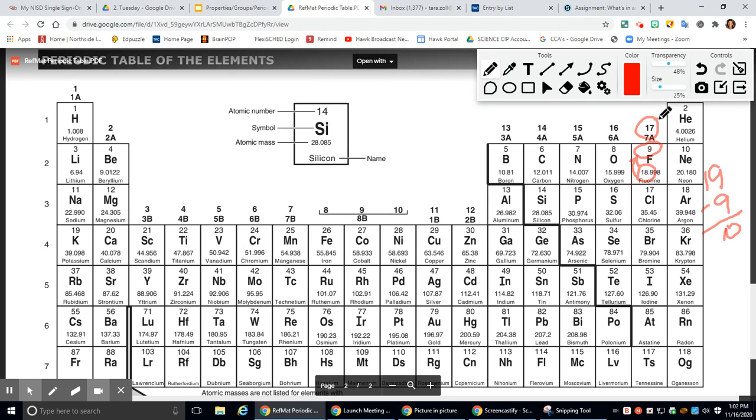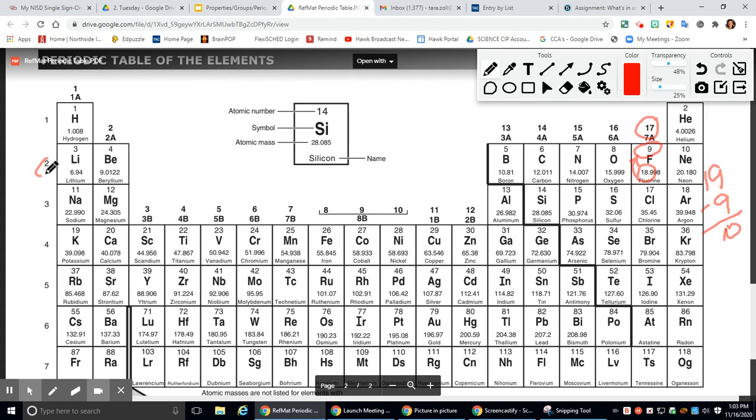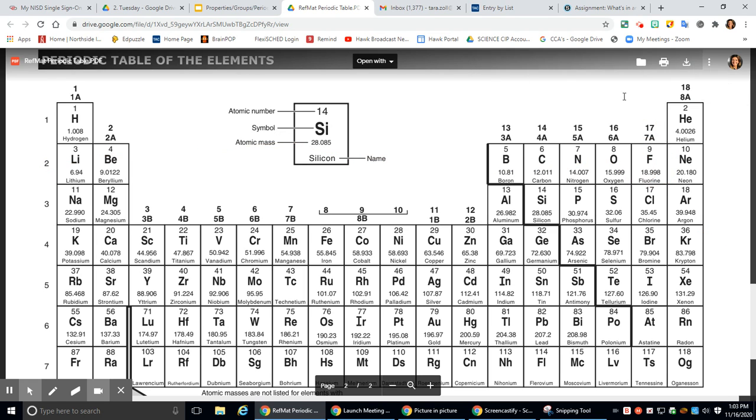So here, my group number is 17, so it means I have 7 valence electrons. So group 17 with 7 valence electrons, meaning I just need one more to have my shell full and become stable. I could even check, do I have 7? 1, 2, 3, 4, 5, 6, 7. 7 valence electrons in the outer shell. My period number is how many energy shells I have around my nucleus. I have 1, 2. So I should be in period 2, and I can just check that. So here's period 2, and I have fluorine.